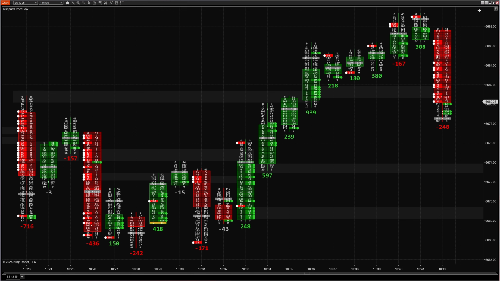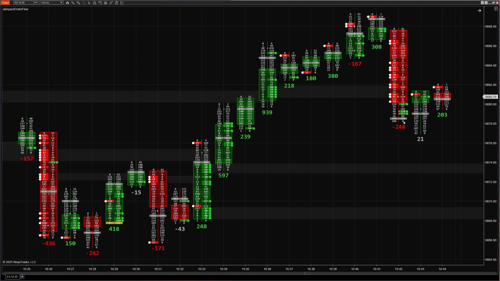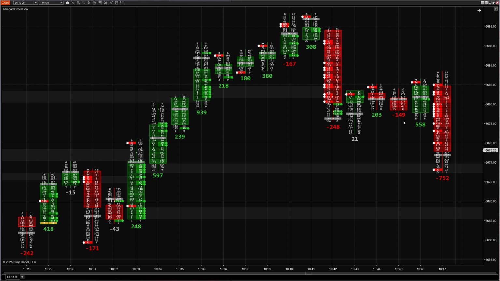Now, unfortunately, we did not get 3 or more consecutive stacked imbalances on this down candle, but let's just fast forward real quick and notice these stacked imbalances also act as potential support and resistance. So it's really no surprise that the market came right down here.